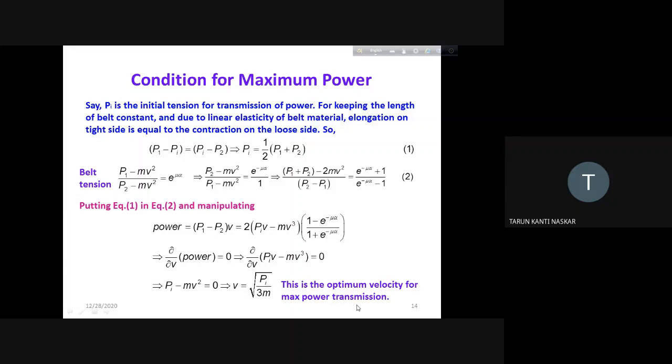So this is the optimum velocity for maximum power transmission. There are many step jumps here; this is for note purposes, and you will study the detailed derivation in the book. So you will accept that this is the optimum velocity for maximum power transmission. Do you accept this? Yes, sir. Okay. So this is the optimum velocity for maximum power transmission.